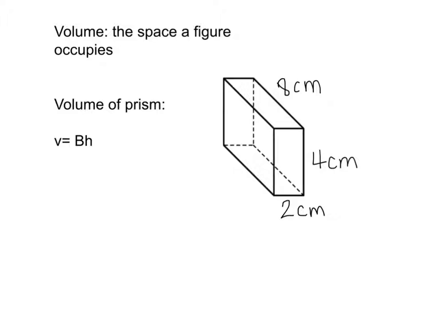So for the volume of a prism, what we're going to do is take the big B, which is the area of our base, times h, which is the height of the figure.